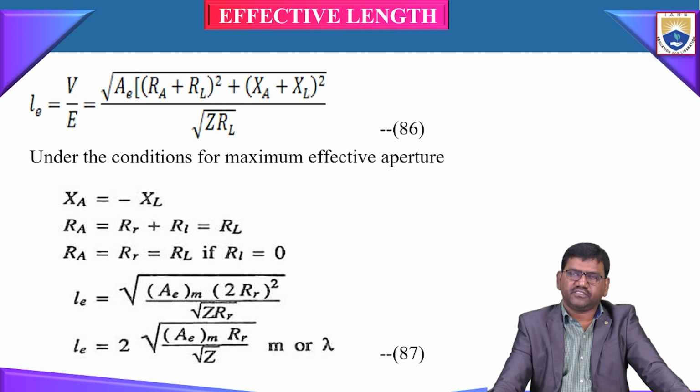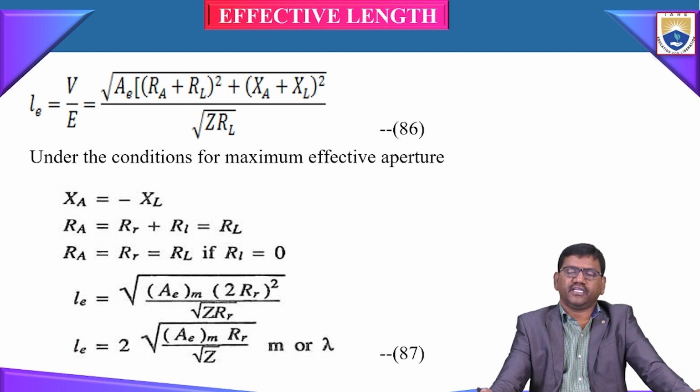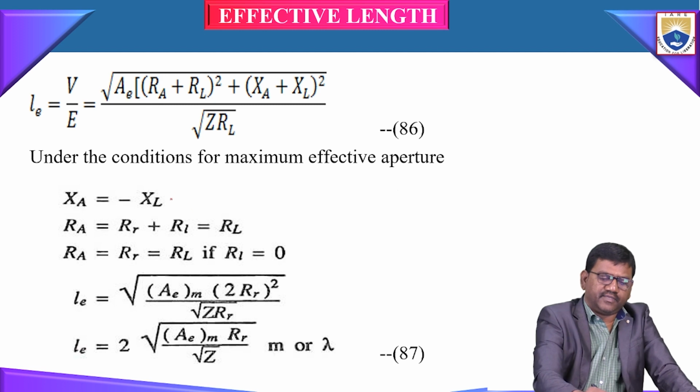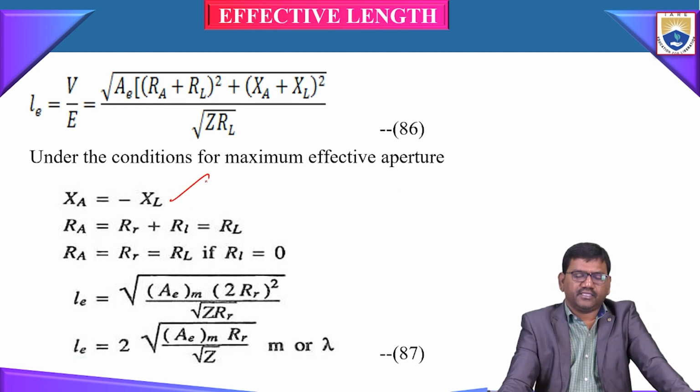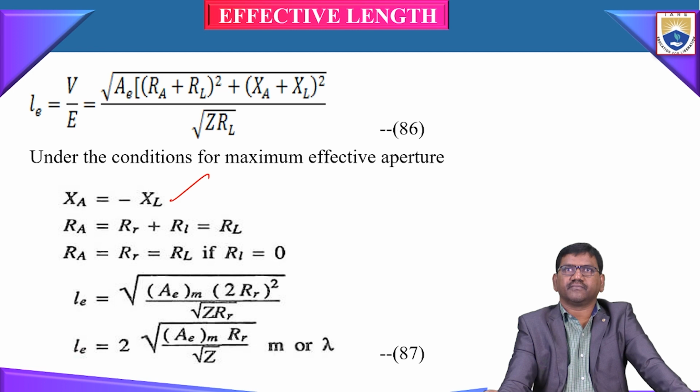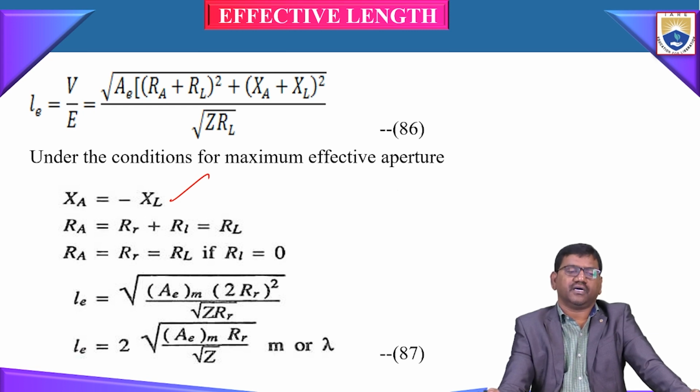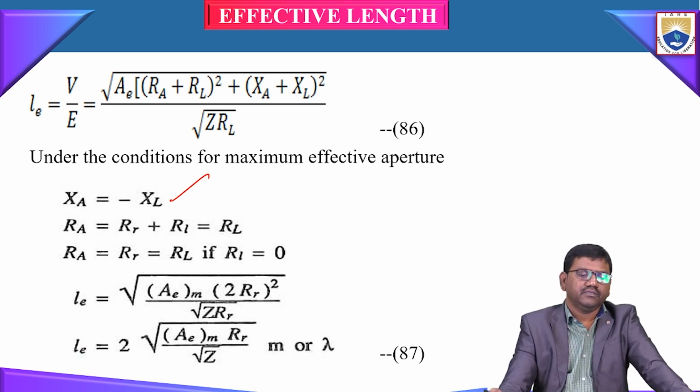So under the conditions of maximum effective aperture, if we want to transmit maximum amount of power from one area to the other area, the reactance must be the same with opposite polarities. So XA must be equal to minus XL, and the resistance of both the devices must be the same. Under these two conditions only, we can transmit a large amount of power between two devices or two stations.